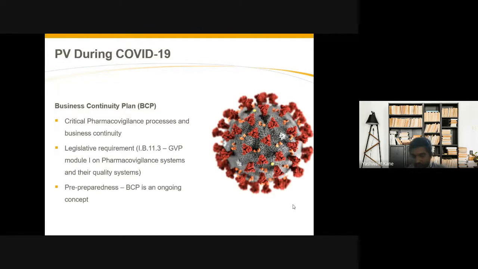Okay, so coming to the pandemic area now, PV during COVID-19. Every company and every health authority has a business continuity plan, and the critical pharmacovigilance processes and business continuity actually never stop. There are legislative requirements put on by health authorities. One of them is GVP Module 1 on pharmacovigilance systems, which is led by the EU. And there is also a pre-preparedness BCP, which is an ongoing concept to be followed by every company.